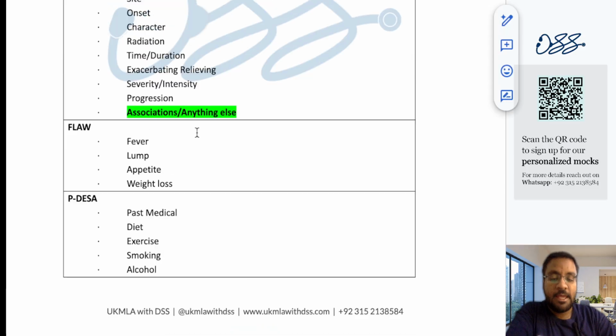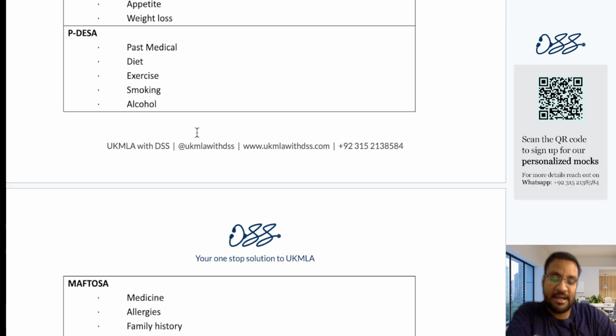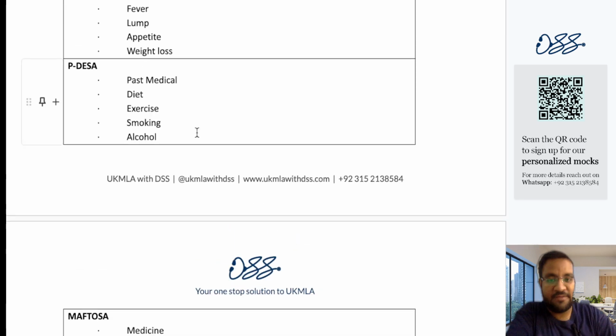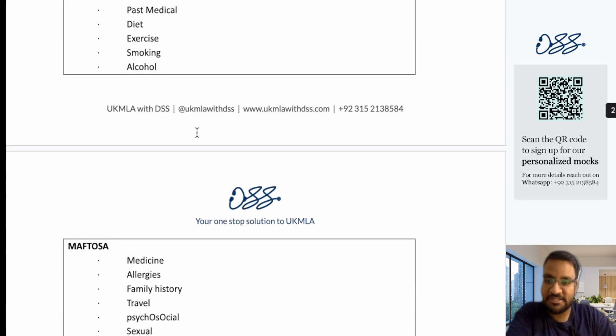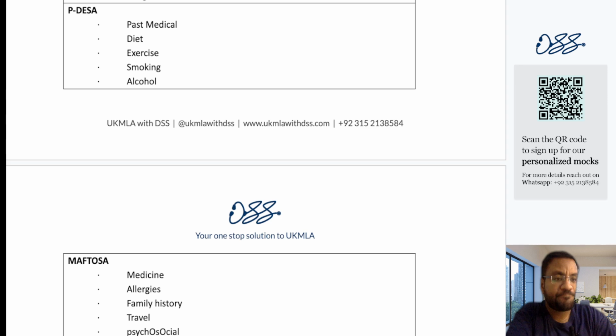Okay, so the first layer and the second layer is done: fever, lumps and bumps, appetite, weight loss. Now let's move on to the third layer. That is called the PDASA. Now what is the PDASA? PDASA is the past medical illness.